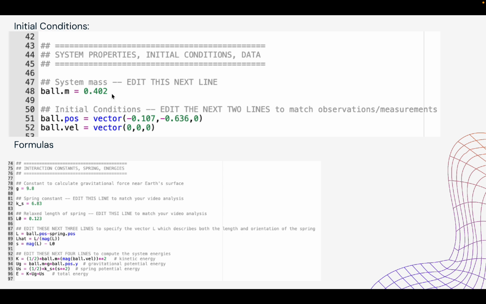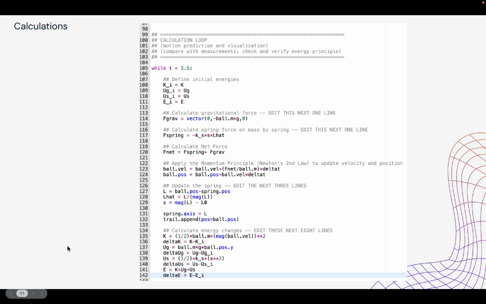So this is the code. We plugged in the mass that was already given and the position, which was in the tracker data vector. The velocity was initial 0, starts at rest. We have gravity's 9.8, we got spring constant that we calculated, L naught that we calculated, and we have these different equations put into code form.